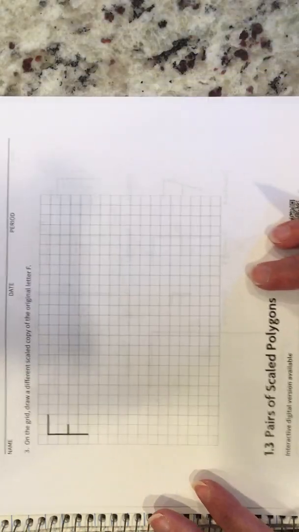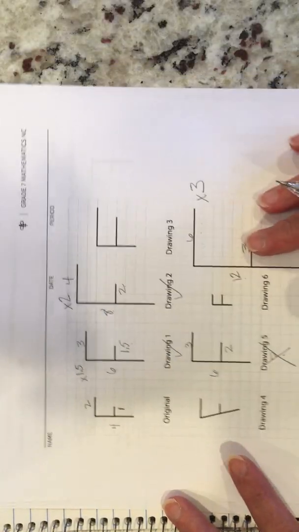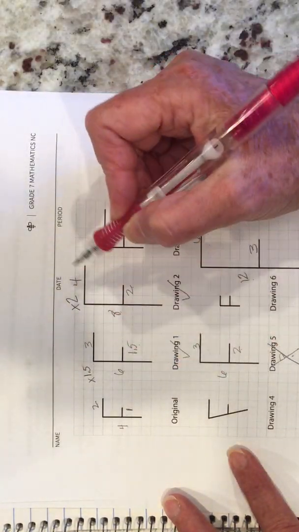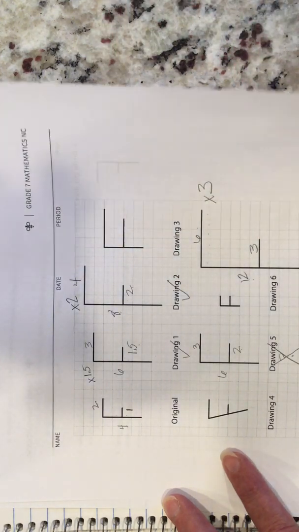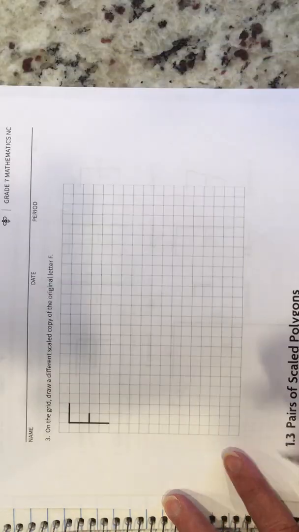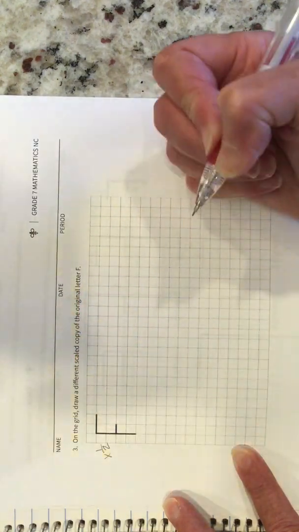All right, then we are asked on the grid to draw a different scaled copy of the original letter F. So we've done a scaled copy that is 1.5 times bigger, 2 times bigger, and 3 times bigger. So how about you try to draw one that's at a different scale? I'm going to draw one that is half the size. So I'm going to multiply it by 1/2.